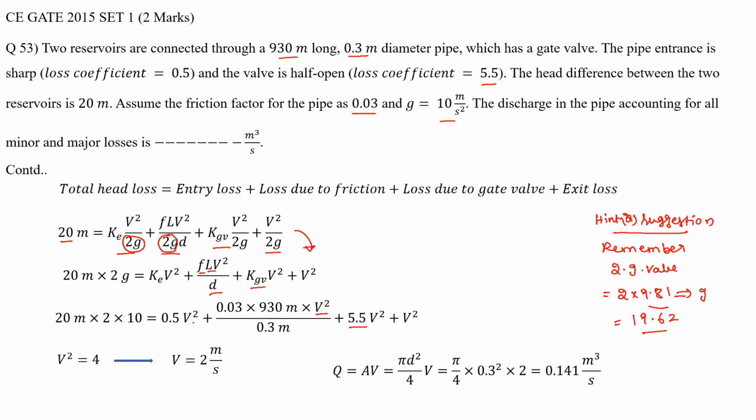Now what is common here? V square is common, so we bring the V square out and sum all the remaining numerical values. After doing that, we get V square equal to 4. By taking the square root on both sides, we get V as 2 meters per second. But that is not our interest. Our interest is to compute the discharge, which is equal to Q equals A V.